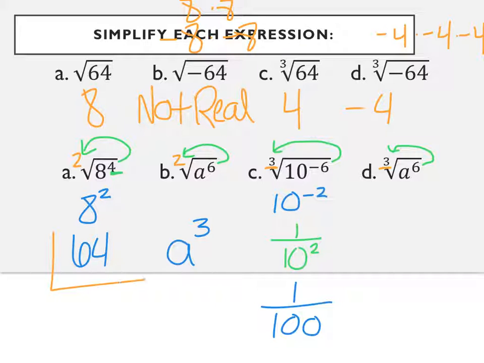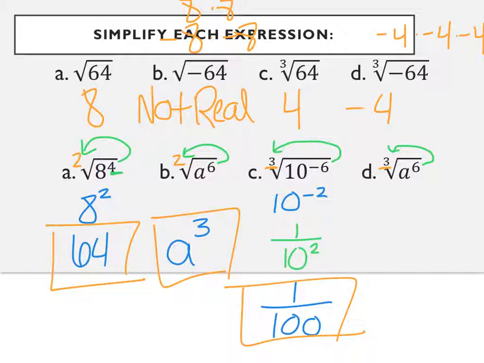I want to put the final answers in boxes so you guys see. And then this last one, we're taking the 6 and dividing it by 3 this time because it's a cube root, so you end up with a to the 2nd power. So you're just dividing. If it's square root, there's a secret 2 there, and you divide. If it's cube root, there's an obvious 3 there, and you divide it by 3.